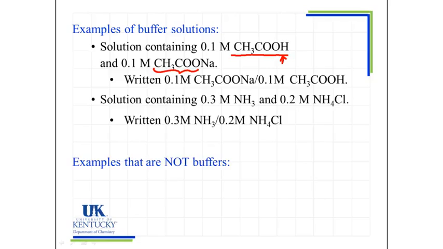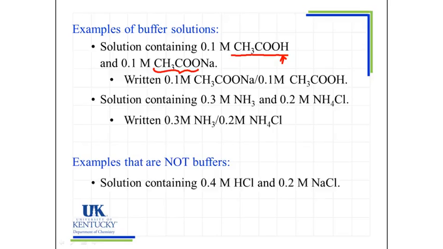Here's an example of something that is not a buffer, but often students think that it might be. If I had a solution containing HCl and sodium chloride, well, this is an acid. This is its conjugate base. This is its salt. So it's an acid with a conjugate base, salt. But this is not a weak acid. It is a strong acid. And as a strong acid, it cannot be used to make a buffer.